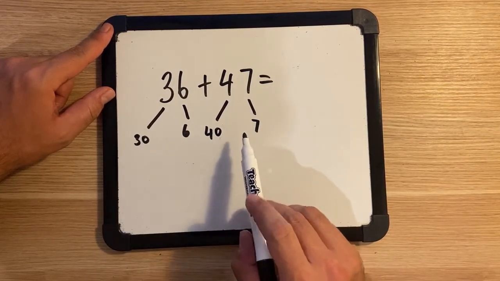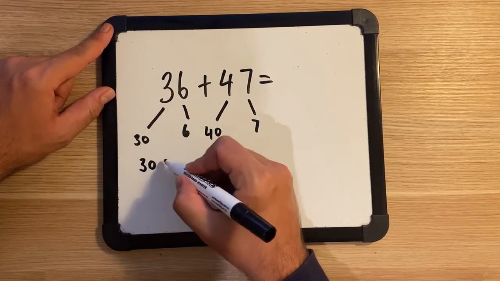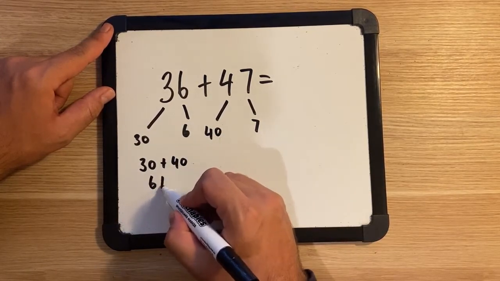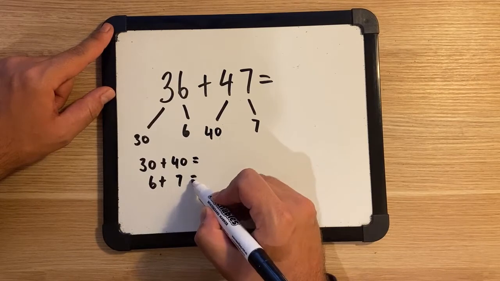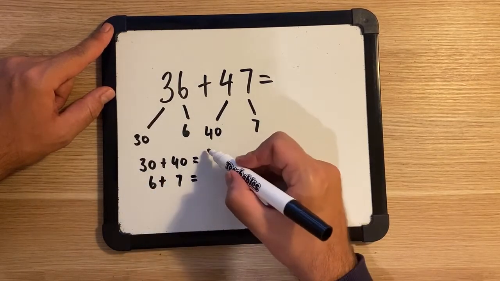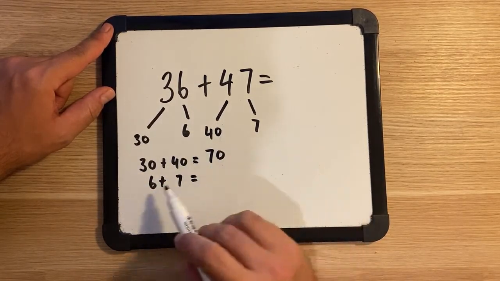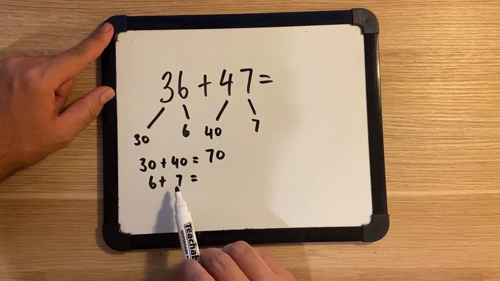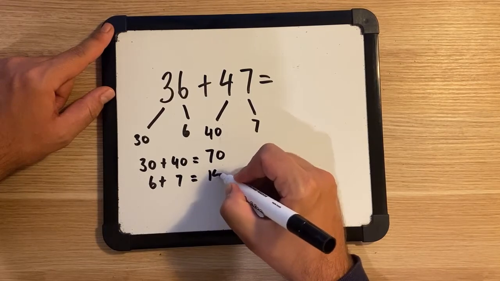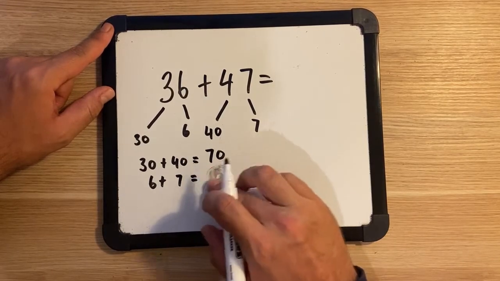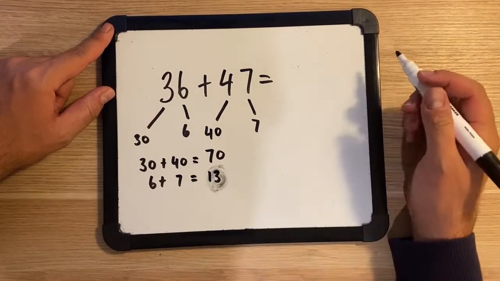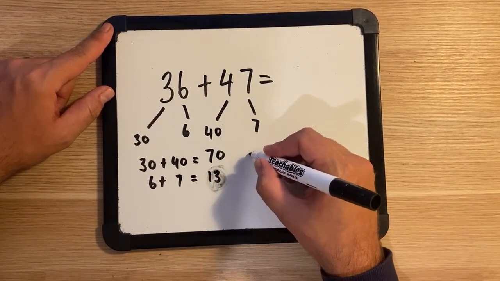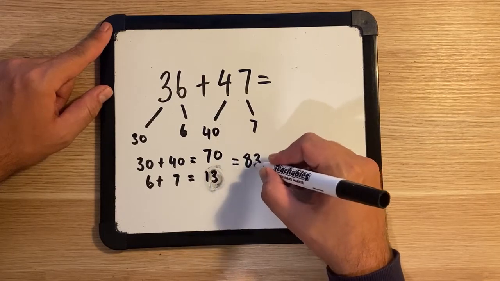Okay, let's join together our 10s and our 1s. 30 plus 40. 6 plus 7. 30 plus 40 I know is 70. 6 plus 7, well, I know what 6 plus 6 is, 12, plus 1 more is 13. 13. 70 plus 13 is 83.